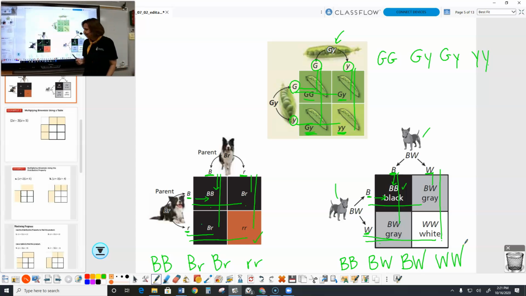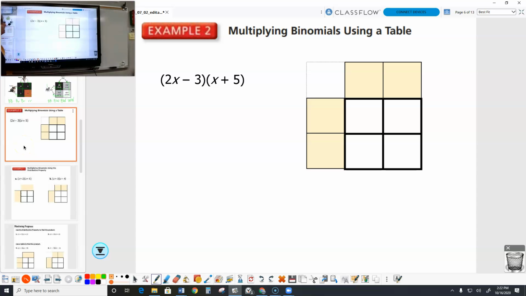All right, now, what does this have to do with math? Well, we're going to do the same type of thing using binomials. So we're going to take the two binomials and we're going to set them up using the square. Okay, we're going to use the boxes. So let's do this. Let's take this one right here. I'm going to change color so it's a little easier to see. Okay, let's take this one right here and we're going to rewrite that.